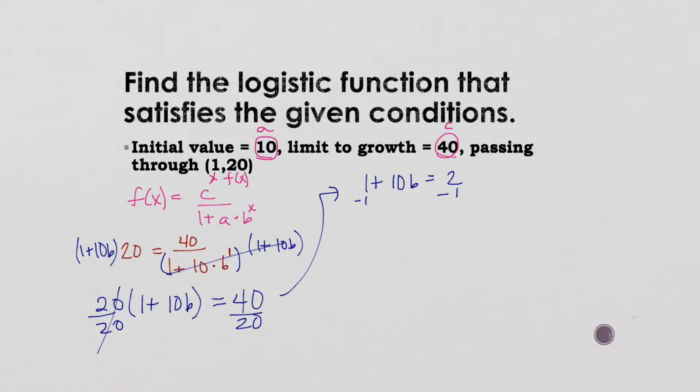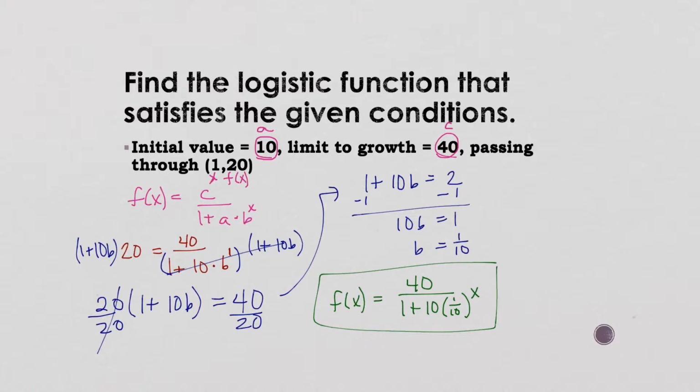Take away my 1. 10B is 1, so B is 1/10. So then I go to write my function, and it's f of x equals 40 over 1 plus 10 times (1/10) to the x. And that's my final answer. So you see, there's a lot of algebra and just manipulating variables and moving things around happening right now to solve for B. But we use all of our normal algebra rules to do this. So let's move on to the next example.